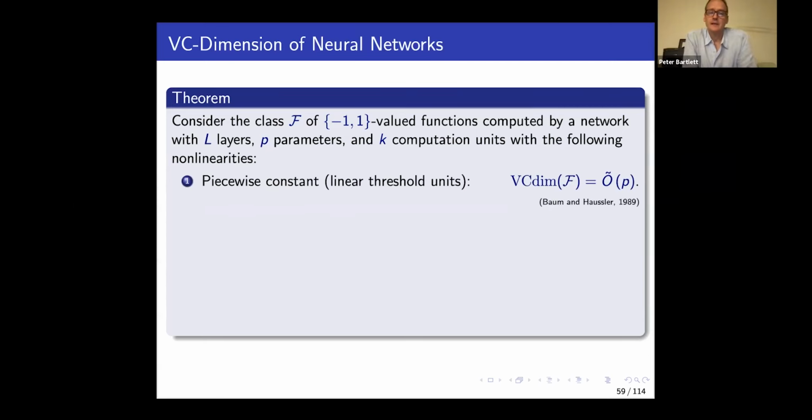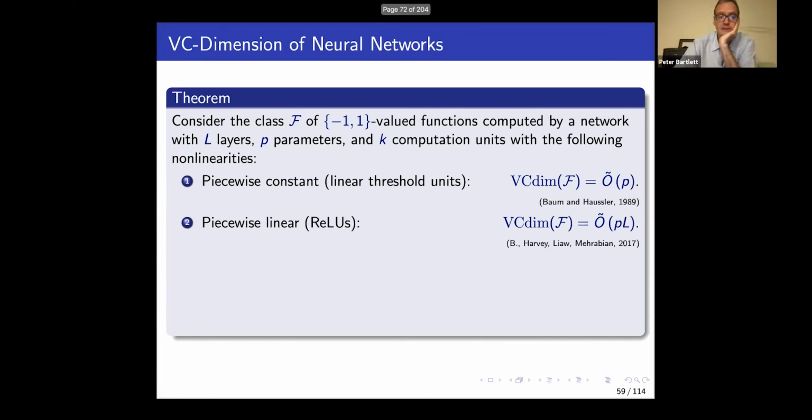Okay, for the case of a piecewise constant nonlinearity, so just a threshold function, Baumann-Hausler in a paper back in 1989 showed that the VC dimension is of the order of the number of parameters. It's actually number of parameters times the log of the number of, it's p log k in this notation. You can show that that's a lower bound too. There's an order of p log k.